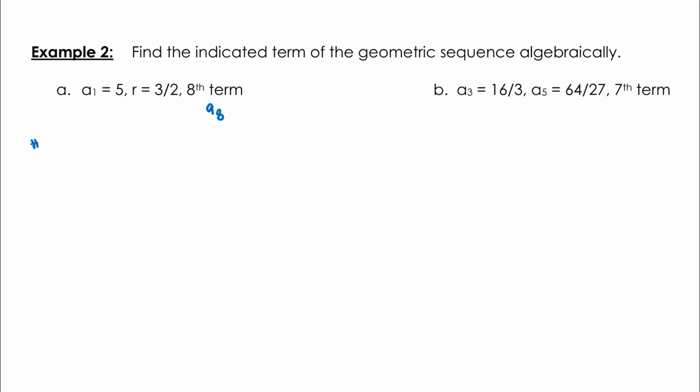Okay, first we want to write out the explicit formula. So a sub n is equal to the first term 5 times the common ratio to the n minus 1 power. And the reason we can do that is because they tell us that we have a geometric sequence here. Then we can go ahead and use that information and solve for the 8th term. So we're simply replacing n with 8.